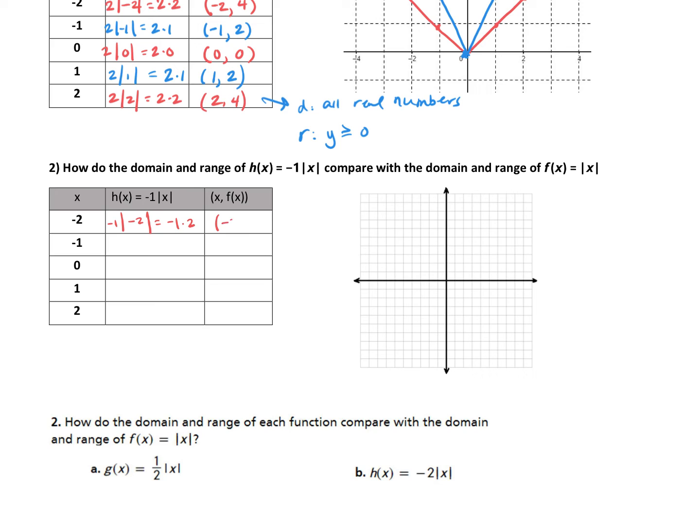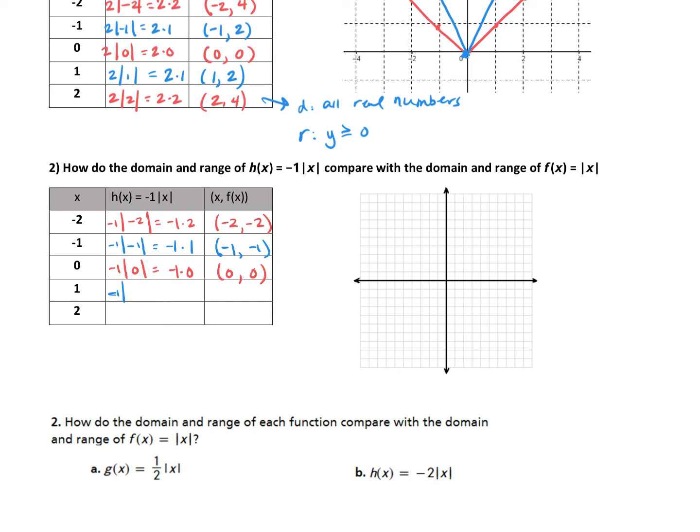So this ordered pair is -2, -2. Now we have -1 times the absolute value of -1, which is -1 times a positive 1, which is -1. So our input was -1, our output was -1. Now we have -1 times the absolute value of 0. Absolute value of 0 is 0, so -1 times 0 is 0, so we get input 0, output 0.